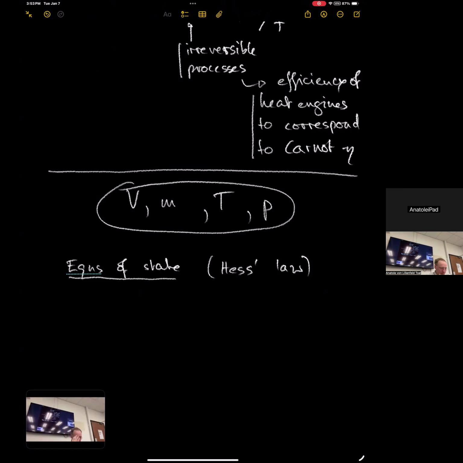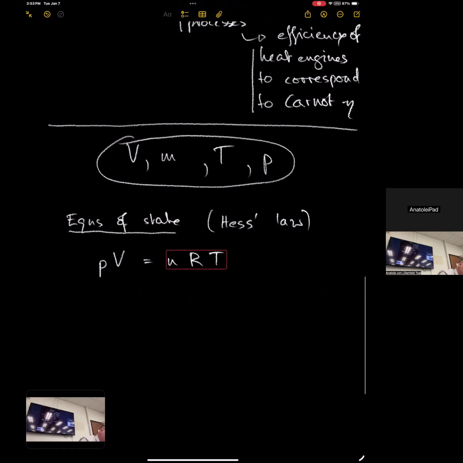Now, one equation of state you're familiar with is the ideal gas law. PV equals nRT. Did you know that this is an energy? Did you realize? Who realized this? Who knew? PV, nRT, this is an energy. It's easy to see. Let's go through the exercise.